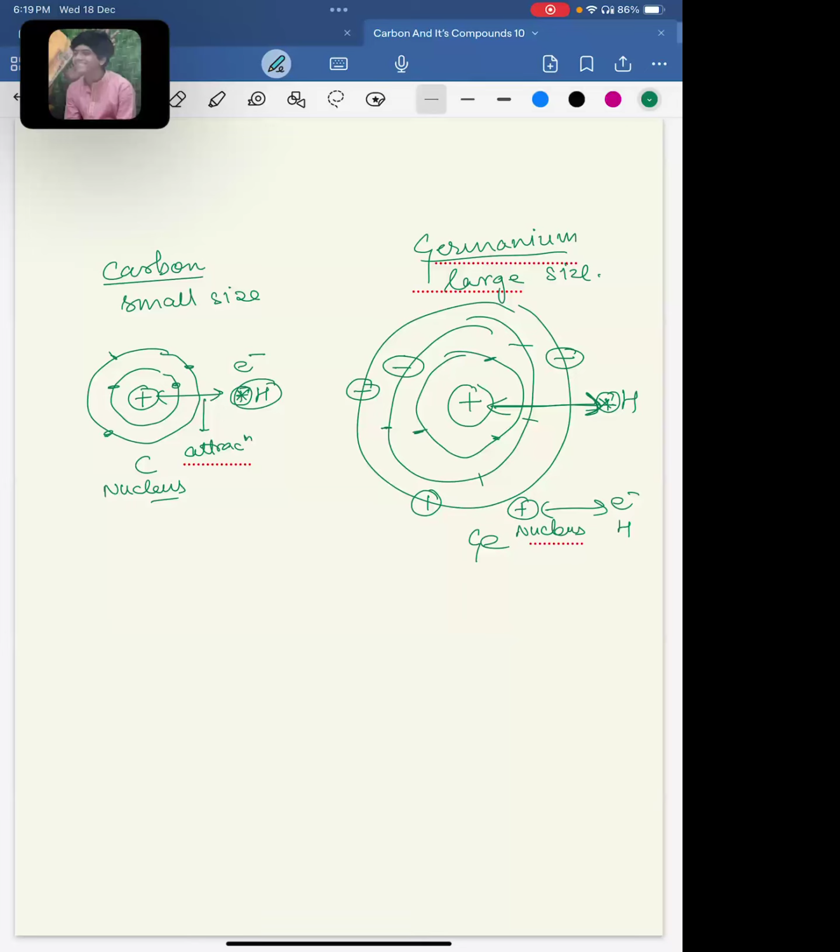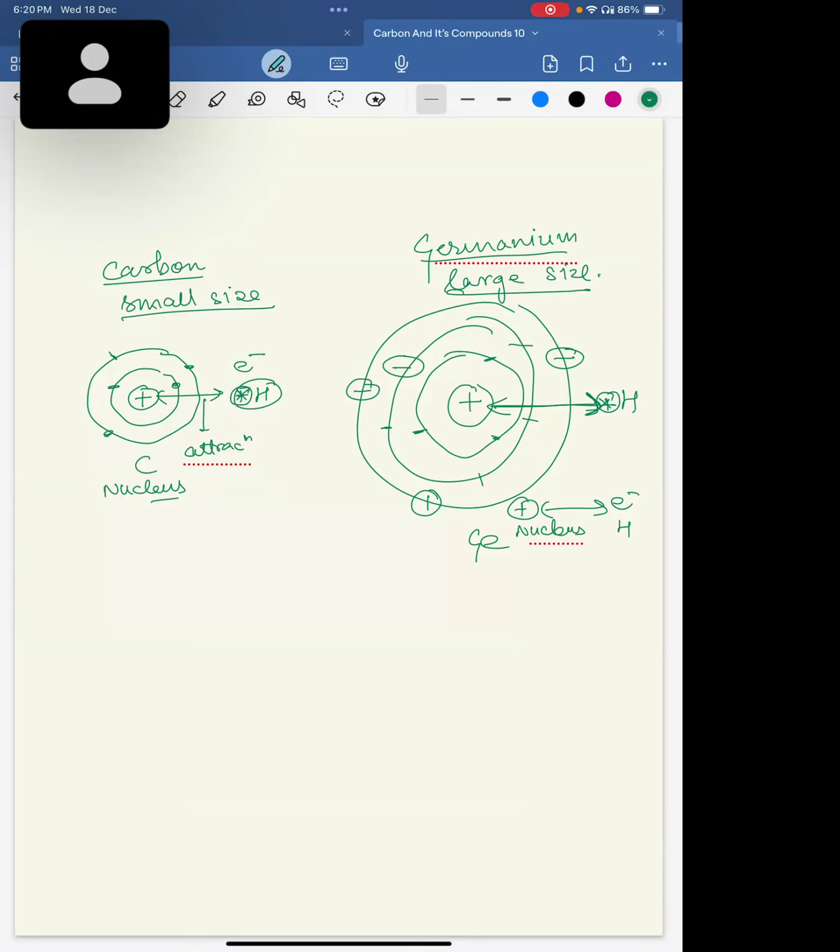Which distance is more? With the large size atom, germanium, or with the small size atom? Germanium. Germanium has more distance between the nucleus and the approaching electron. So the attraction will be less. Here the attraction will be more.